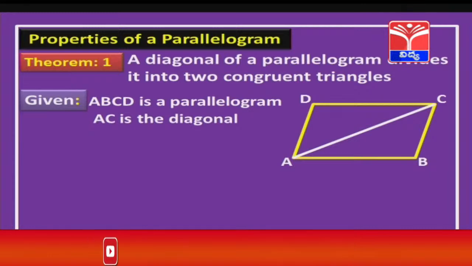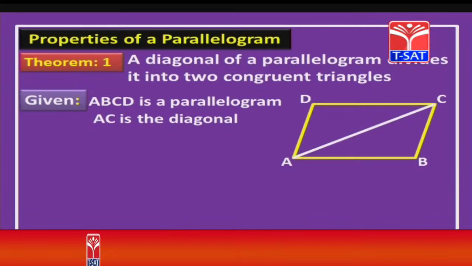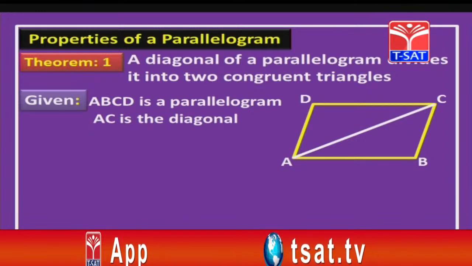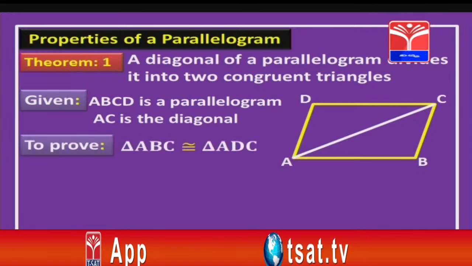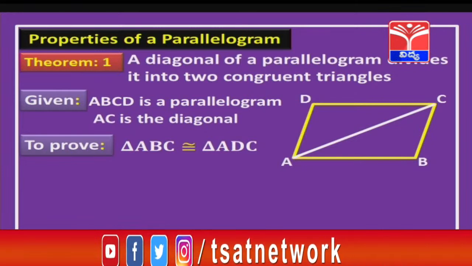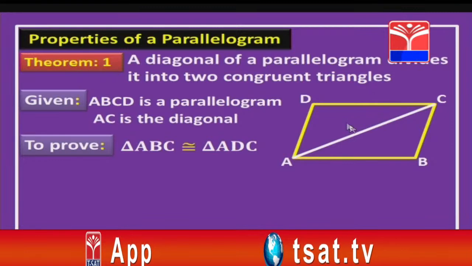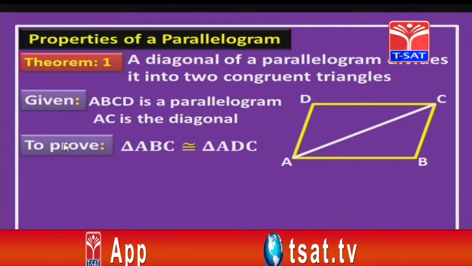So, while answering theorems, first you need to write the hypothesis, that is the given part. So, ABCD is a parallelogram in which AC is the diagonal, and what are you going to prove? This diagonal divides it into two congruent triangles. That is what we have to prove, right, children? So, write down, to prove: triangle ABC and triangle ADC both are congruent. So, here the diagonal is dividing it into two triangles, right, children? Here ABC is one triangle and ADC is another triangle. Now, these two triangles are congruent to each other. That is what we have to prove.